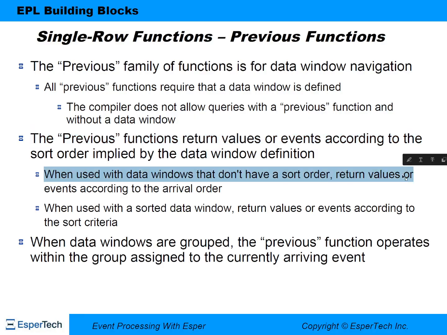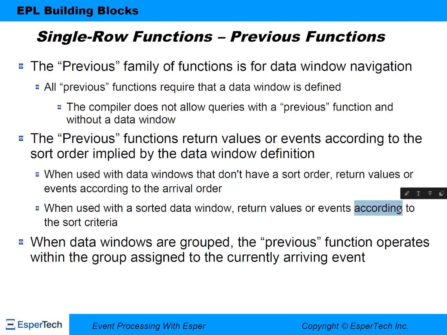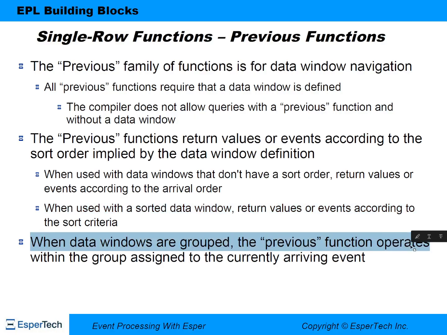When used with data windows that don't have a sort order, the previous functions return values or events according to the arrival order. When used with a sorted data window, the previous functions return values or events according to the sort criteria. When data windows are grouped, the previous function operates within the group assigned to the currently arriving event.